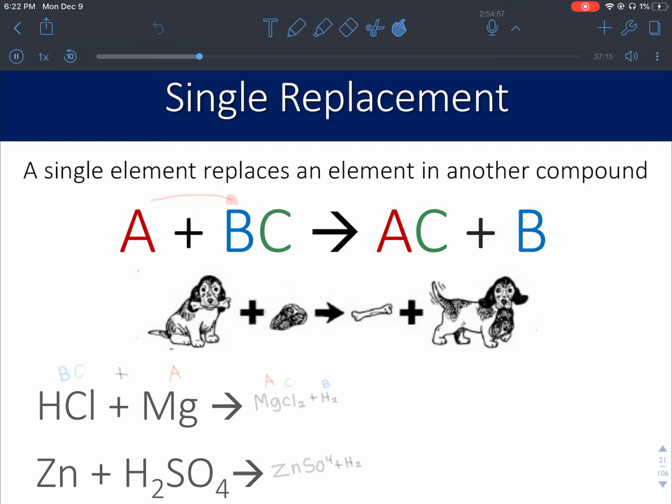Single replacement and then double replacement. That's what we're going to cover next.